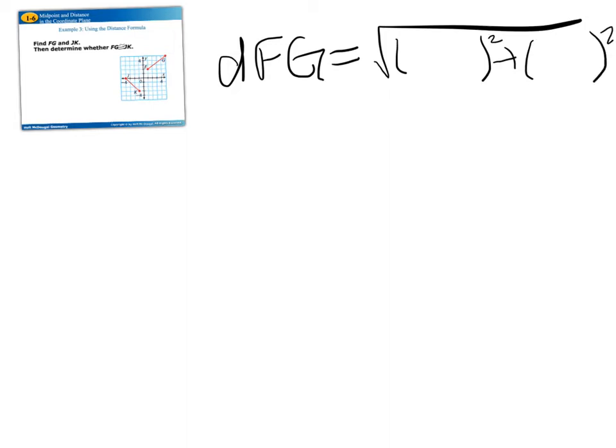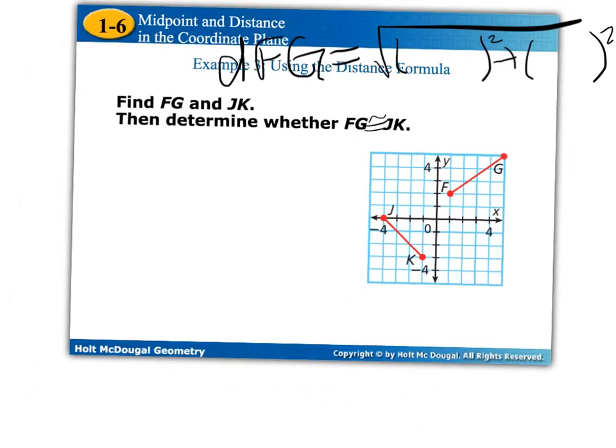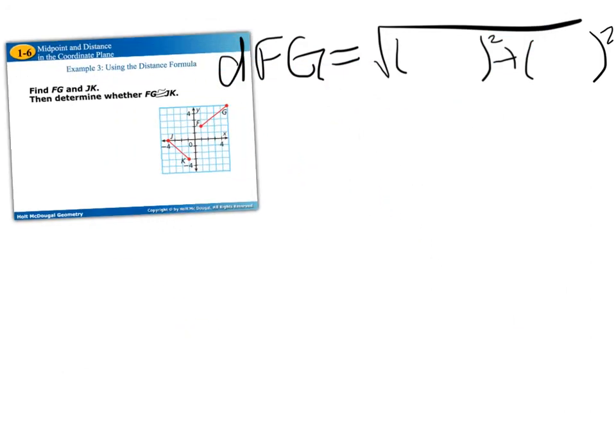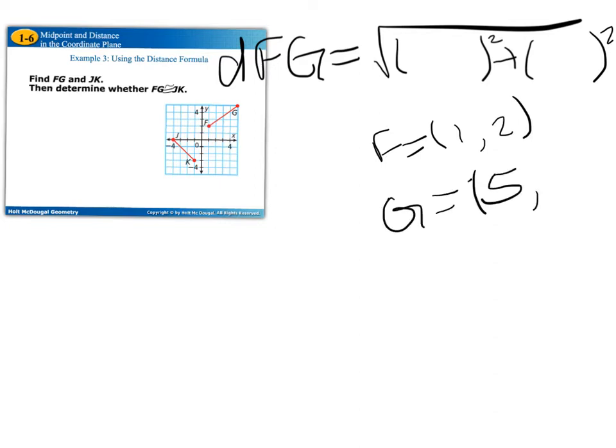So let's see what x2 and y2 is. Since I'm using FG, I'm going to use these points. So F is going to be the point (1, 2). G is going to be the point (5, 5).